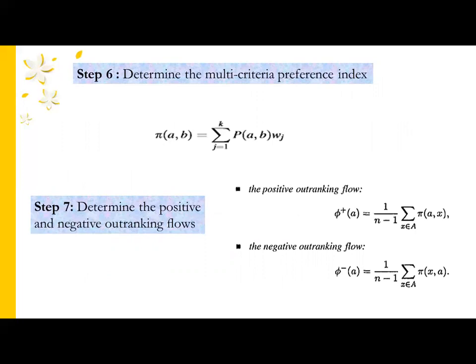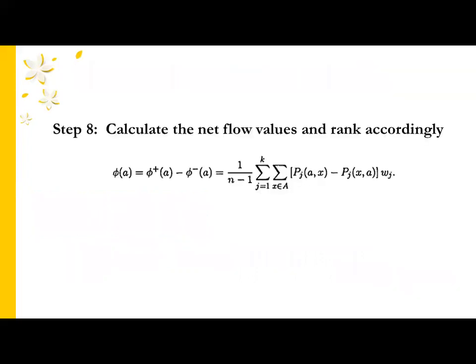Here I would like to give a description of the word outranking. Whenever we are dealing with outranking, it deals with how one alternative is given preference over another. The positive outranking flow of any alternative shows its strength. It shows its preference over other alternatives. The negative outranking flow indicates its weakness. It shows the non-preference of the alternative with respect to the other alternatives. And then you are going to calculate the net flow values, and you are going to rank your alternatives accordingly. So these are the steps involved in PROMETHEE 2.